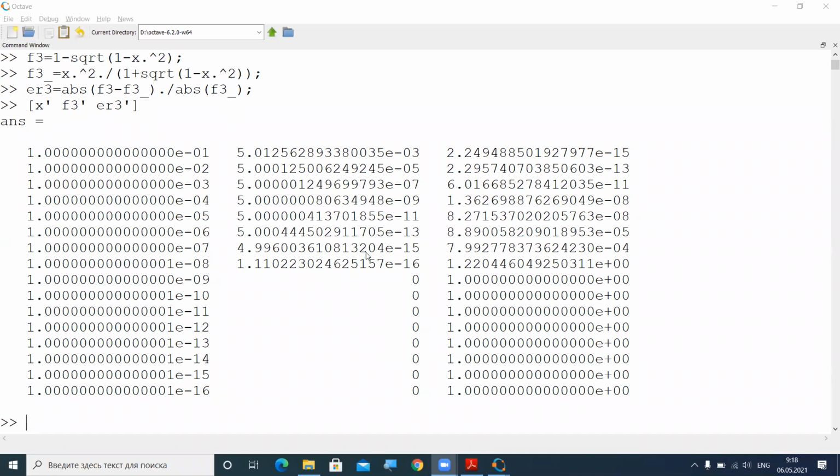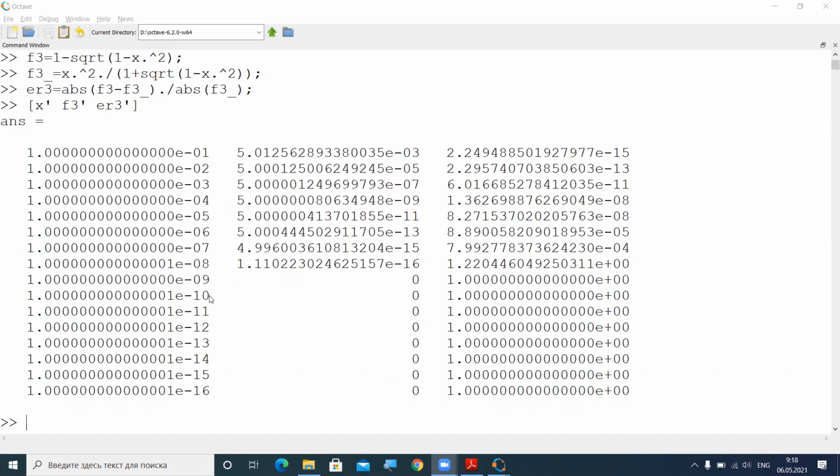You can see, beginning from the ninth place, it will be just zeros. So in our format, that's why here we have just ones, because these are very small numbers.